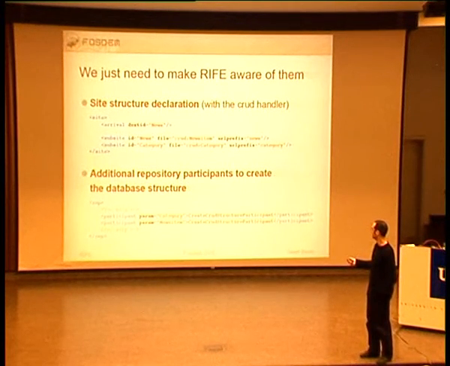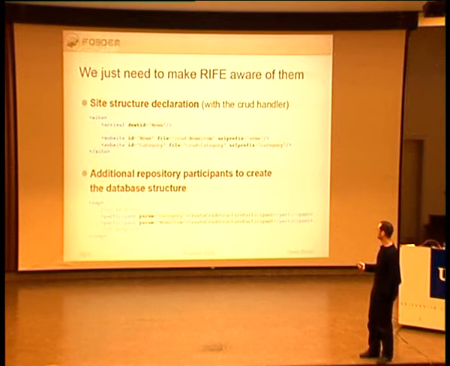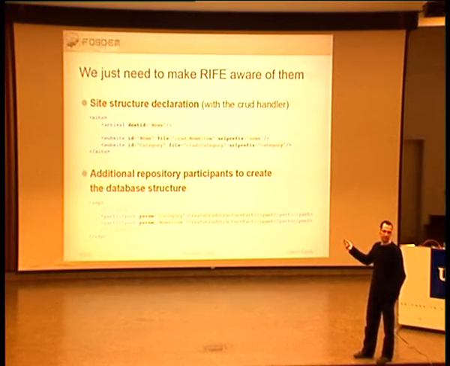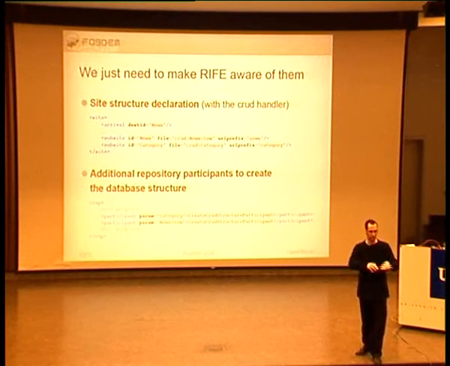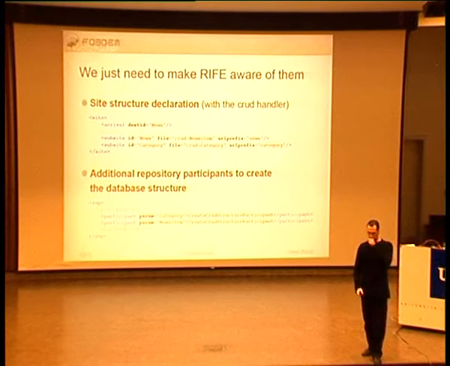So I've got a site structure again, I've got an arrival, and I declare two subsites that are actually sites on their own, and by using a specific protocol that's called the CRUD handler, I say instead of using a regular file, I say CRUD, and I point it towards the class name. I didn't include any package here to make it fit on the slide, but you point it towards your fully qualified class name, and it will generate the whole site.